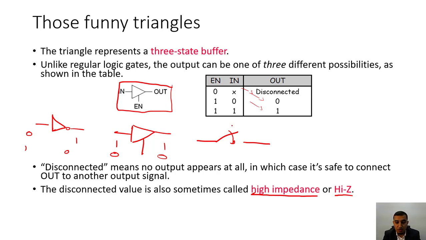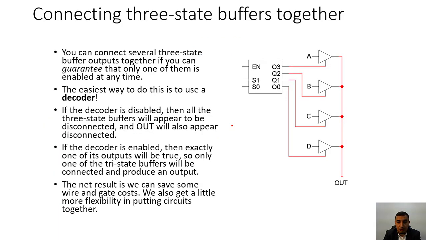Now disconnected means no output is presented at the time, in which case it's safe to connect the output to another output signal. The disconnected value is sometimes called high impedance. Now this is one method to connect the RAM, by using tri-state buffers. You can see that here the output is connected basically to tri-state buffers. This is very safe. This means that these outputs are always disconnected, and this is the output.